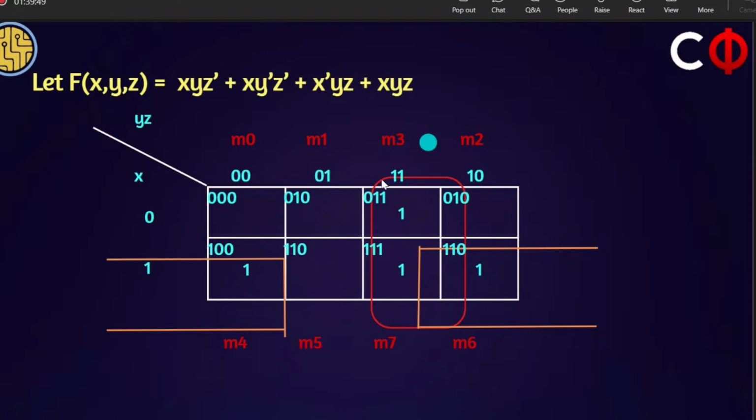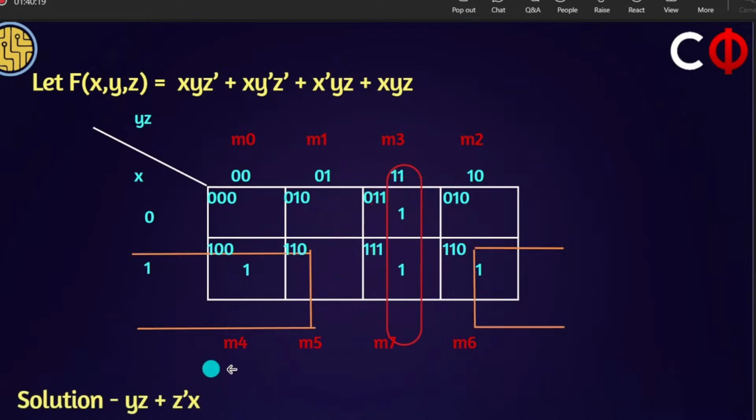So in this red group, what can you figure out? The X term is changing. It goes from 0 to 1, but the Y and Z terms remain constant, and already Y and Z are high. So this constitutes the term YZ. And if I'm talking about this orange group, the X part remains the same. Y goes from 1 to 0 and the Z part is already 0 and remains the same. So what is the term which I'm going to be getting? It's going to be XZ prime. So this is the final simplified version of this function and it is YZ plus XZ prime.